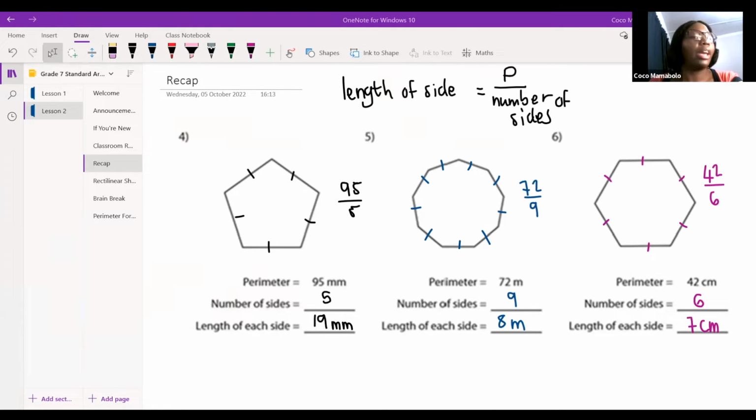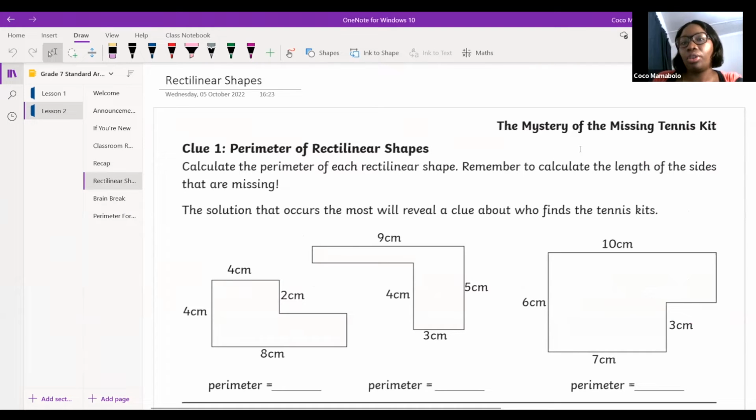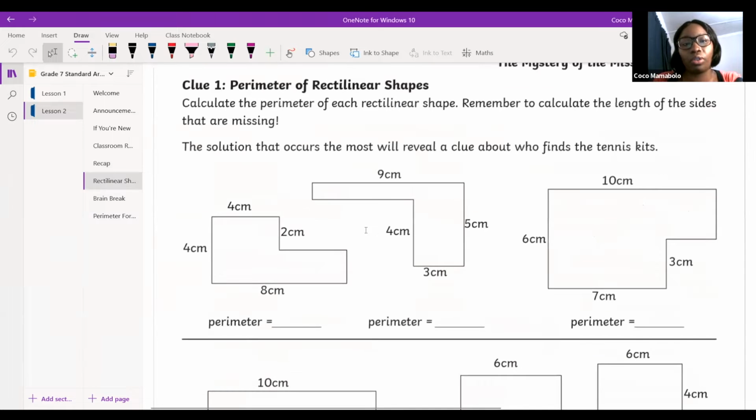All right. Okay, today we're going to be learning about rectilinear shapes. Now we're going to look at number 1 in this question. If I was going to calculate the perimeter of this shape, the actual shape that I had was a rectangle. What I know about a rectangle is that the opposite sides are equal. So if this side over here is 8 centimeters, that means that if this was a full rectangle, this side would also be 8 centimeters.